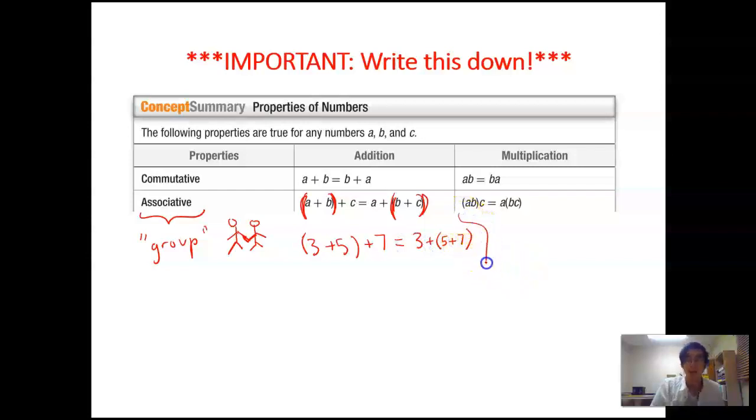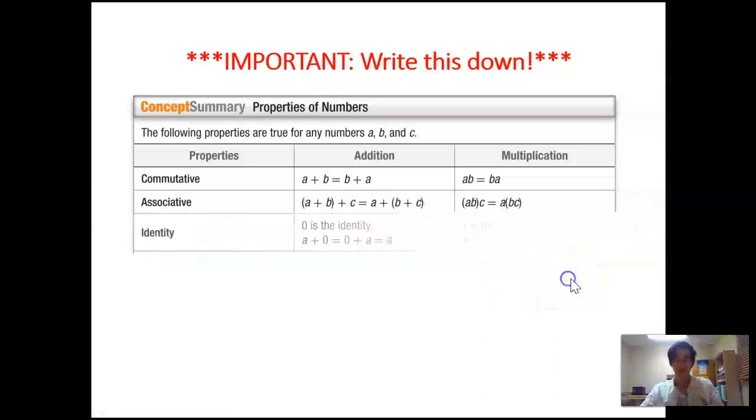Alright? And then for multiplication, you can say 2 times 6, quantity, times 9 is the same thing as 2 times, quantity, 6 times 9. Alright? You could move and group the parentheses in different parts of the equation. It will still be the same. Alright? Commutative is moving, associative is grouping.